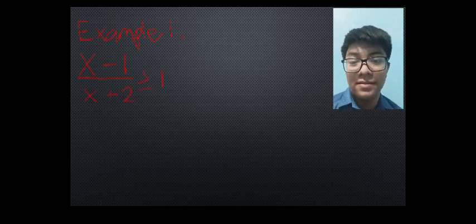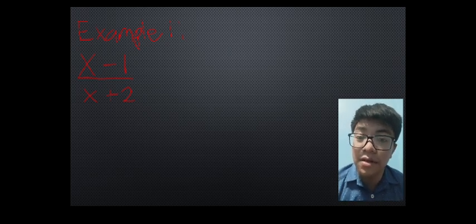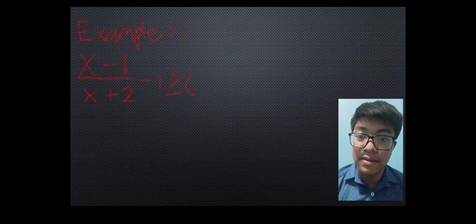So for our first example, we'll use the example that I gave earlier. So x minus 1 over x plus 2 greater than or equal to 1. So first, let's move everything to the left side so the right side is 0. This makes sign testing easy.